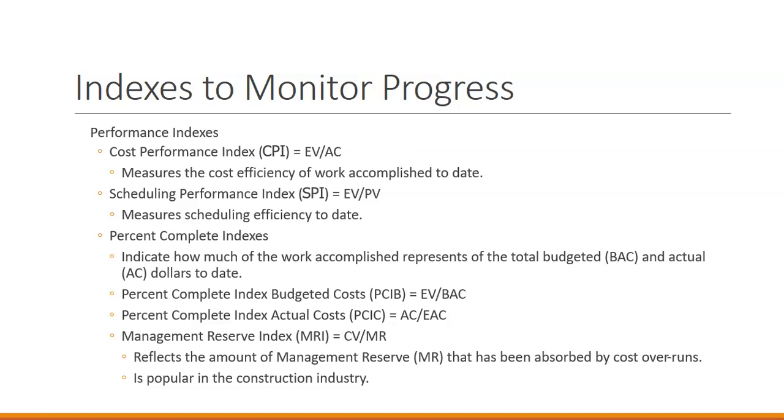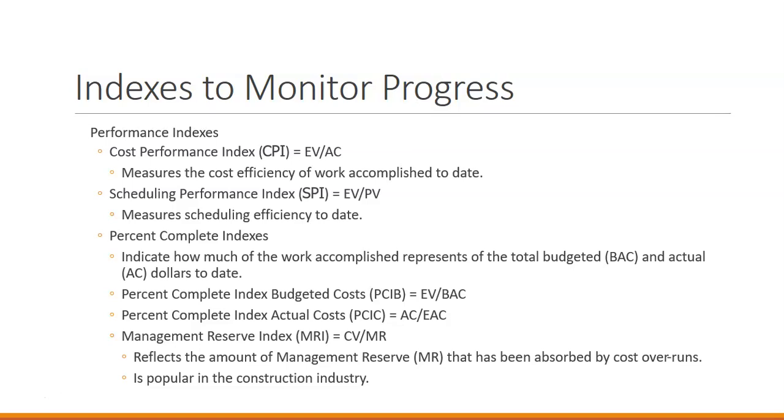This can show us an early warning sign if our costs are going to go over what our budgeted plans were. The scheduling performance index is the earned value divided by our planned value. This measures our scheduling efficiency to date. It tells us how well on schedule we are, or if we're over or under schedule.